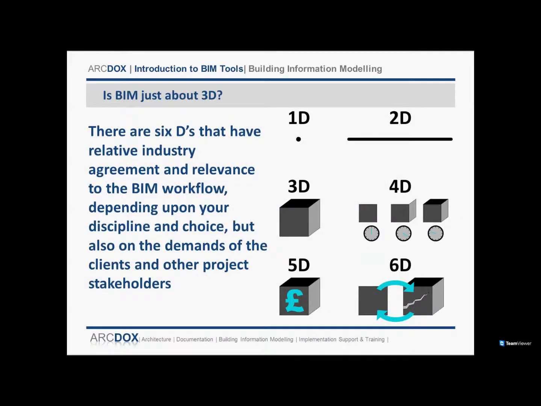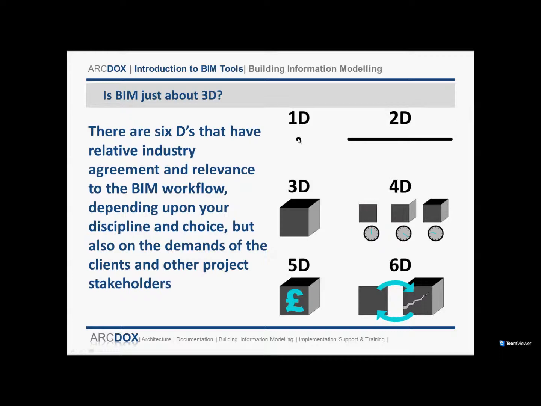Okay. So is BIM just about 3D? Just a basic outline here. Depending on who you're talking to, here it says there's 6 Ds, as in dimensions, but some people would say there's 7 Ds. Really, it depends. We're going to be looking at 1 to 4D, or really 1 to 3D, and the rest of them, like 4D has to do with time, 5D cost, 6D facilities management.